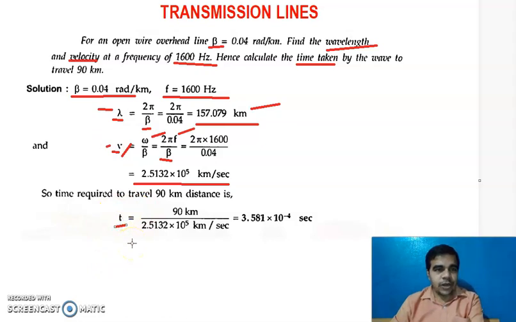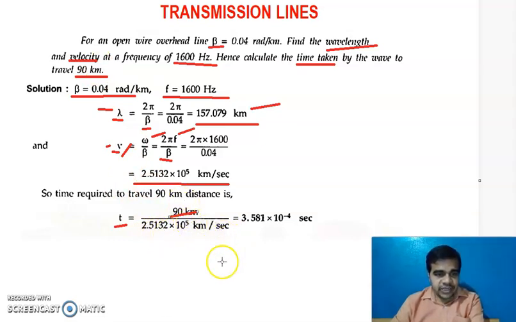So the time taken is your distance by your velocity. The question is to calculate the time taken by the wave to travel 90 km. Distance 90 km is given. So just substituting the value of this distance in the problem, distance is your 90 km and the velocity that we just calculated is 2.5132 into 10 to the power 5 kilometer per second.